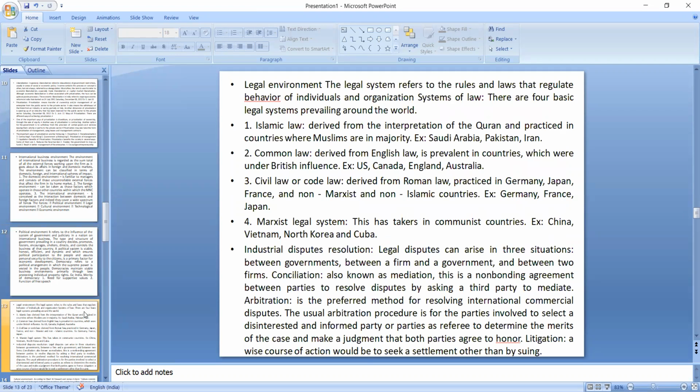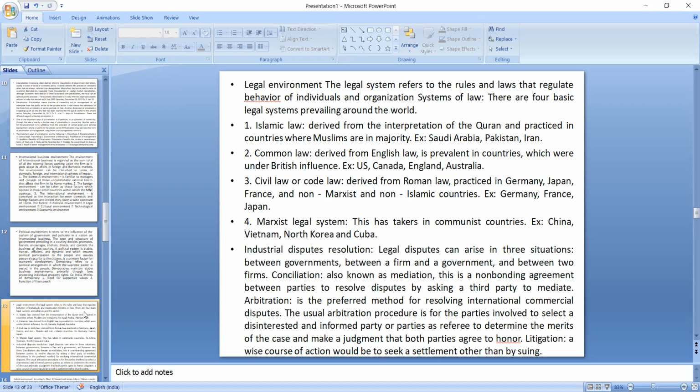Next is the legal environment. The legal system refers to the rules and laws that regulate the behavior of individuals and organizations. There are four basic legal systems prevailing around the world: Islamic law, common law, civil law or code law, and the Marxist legal system.